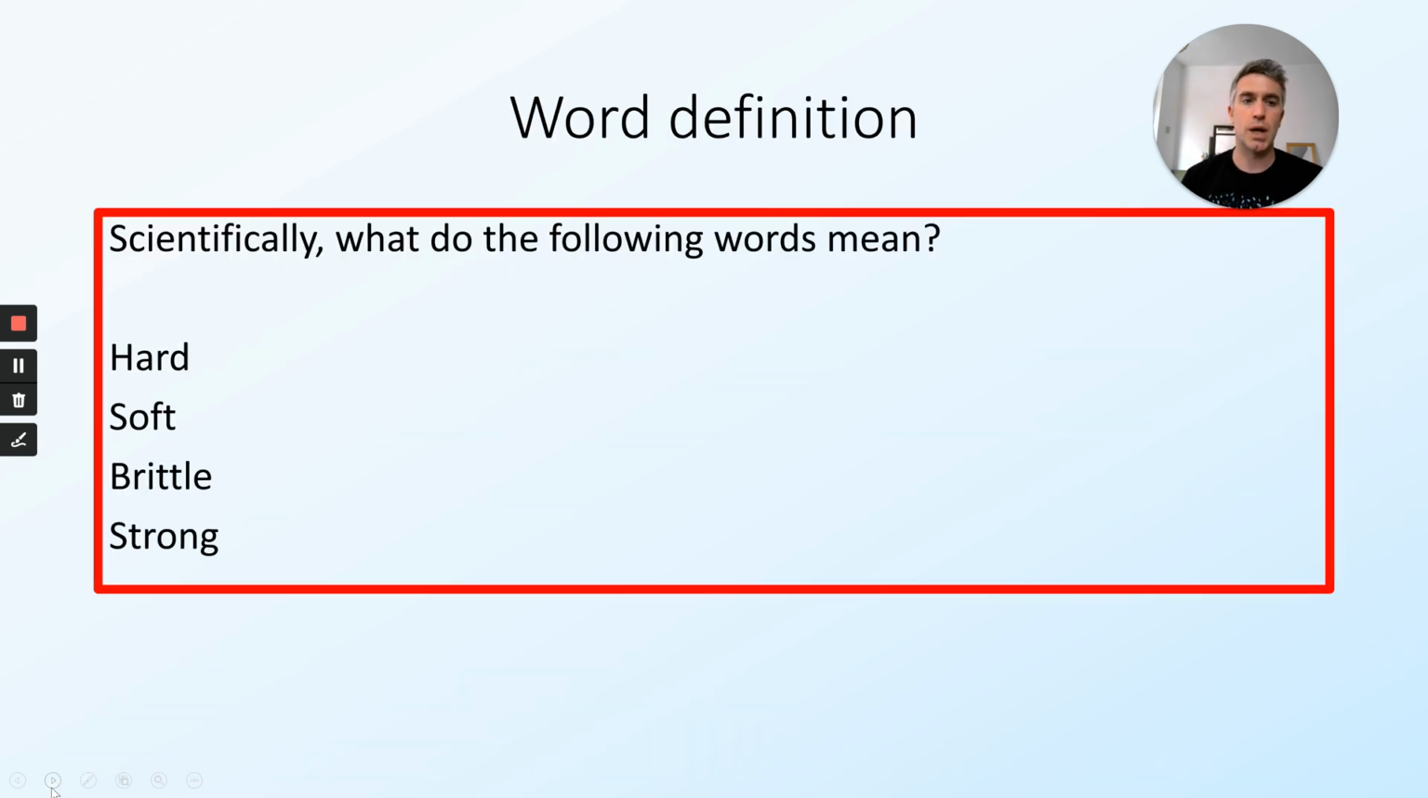There we go. Okay. Internet-based activity. Scientifically, what do these words mean? Hard, soft, brittle, strong. Pause. Maybe go to a search engine, Google. Don't use Bing. Go to Google and find out what do the following words mean in terms of science or material. Pause. Write those 4 down. Find out what they mean in a scientific sense. Go.